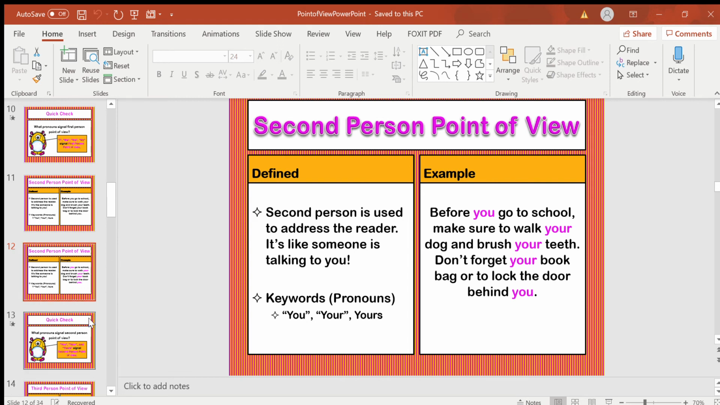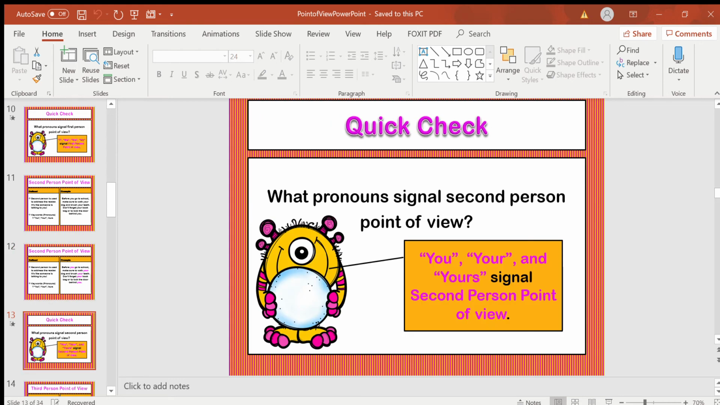Okay, quick check before I click. What pronouns signal second person point of view? What helps you decide whether or not it's in the second person? What are our key words we're looking for? You got it. You, your, and yours. Right here. Helps us decide that it's second person. It's like someone is talking to you.